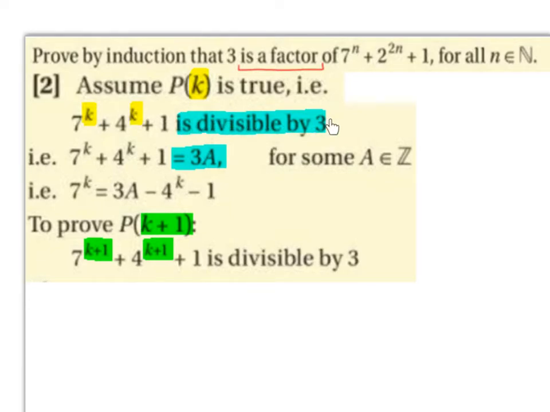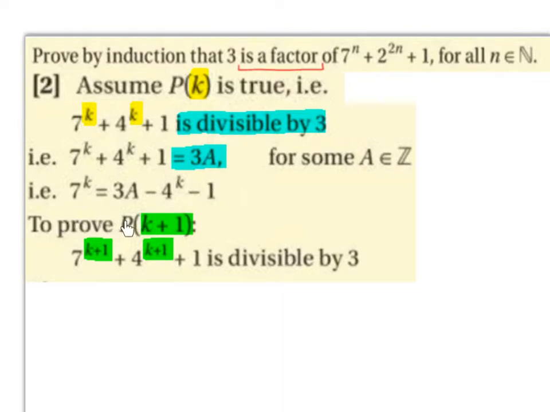So is divisible by 3 we can rewrite as equal to 3a for some a, an element of the integer set. And then all we want to do is get the 7 to the power of k on its own. So we bring down the 7 to the power of k equals 3a. The 3a was already on the right, so we don't need to change signs. We bring the 4 to the power of k over the equal sign, it becomes minus 4 to the power of k. And we bring the plus 1 over the equal sign, it becomes minus 1. So we have 7 to the power of k equals 3a minus 4 to the power of k minus 1.